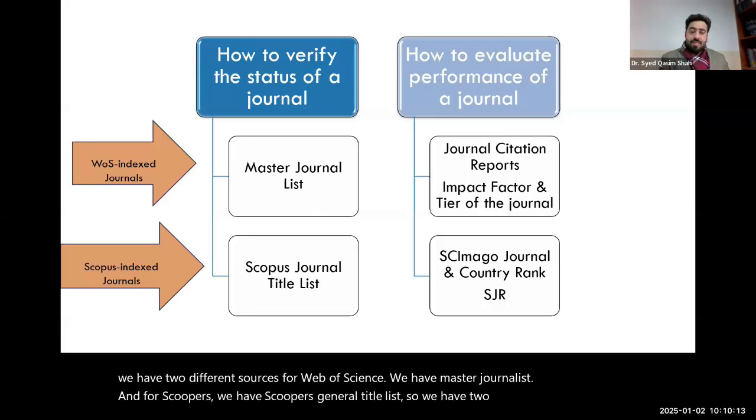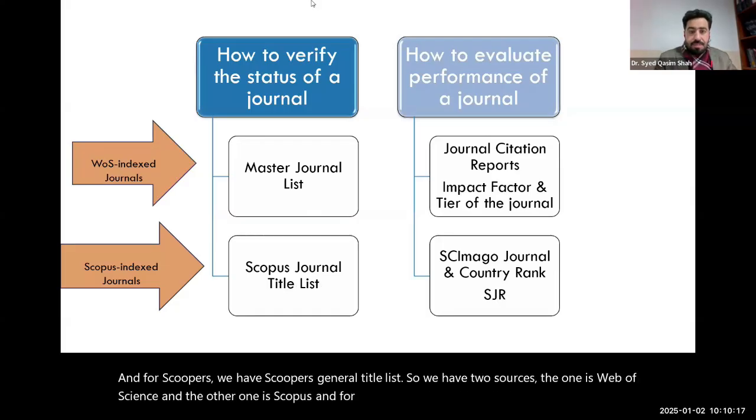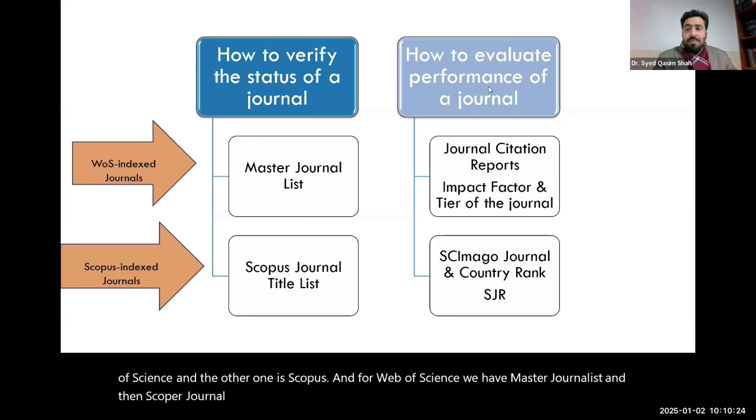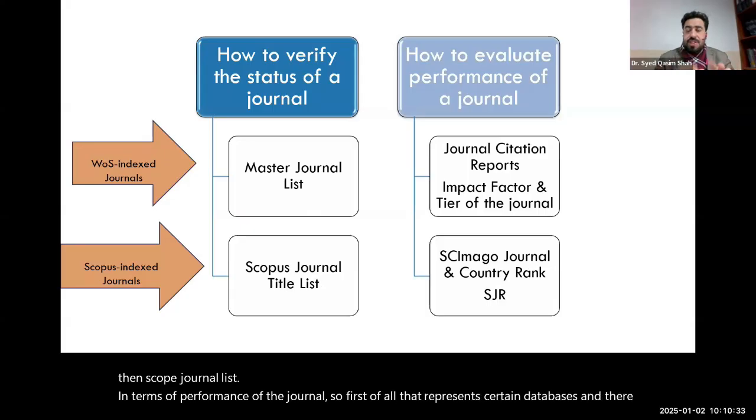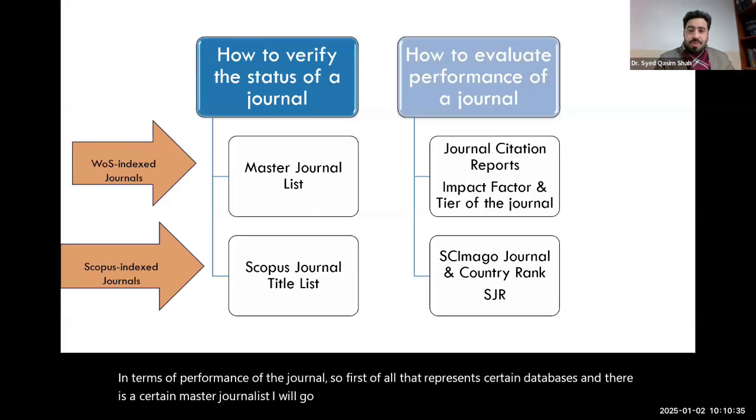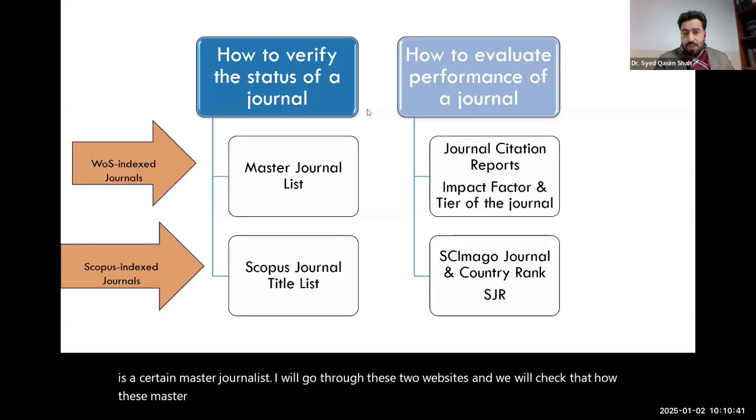The one is Web of Science, and the other one is Scopus. For Web of Science, we have the Master Journal List, and then the Scopus Journal List. In terms of the performance of the journal, first of all, these represent certain databases. I will go through these two websites and we will check how we can check any journal over there.